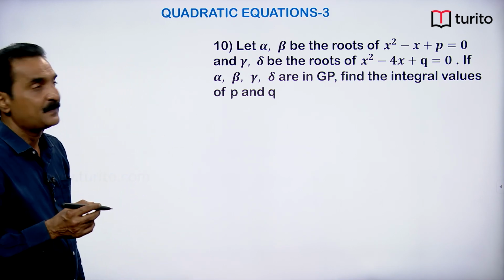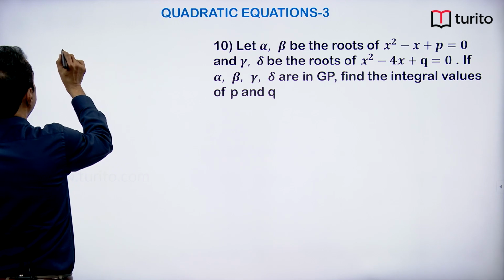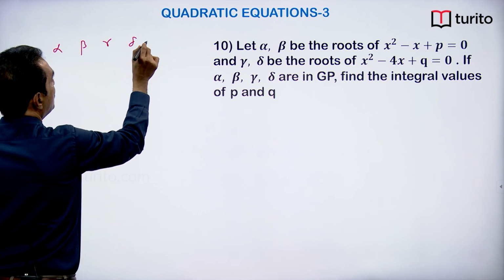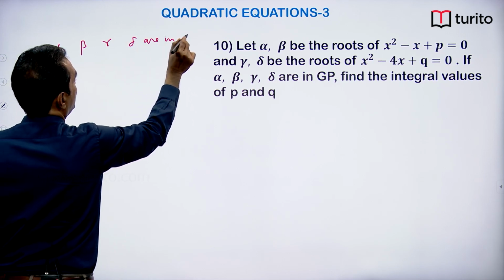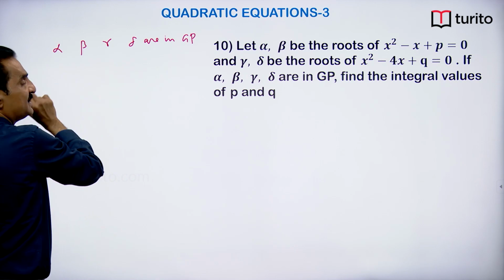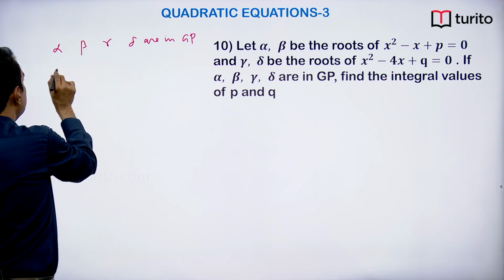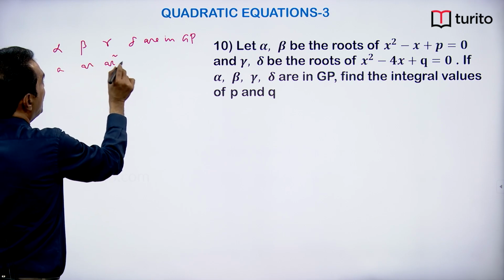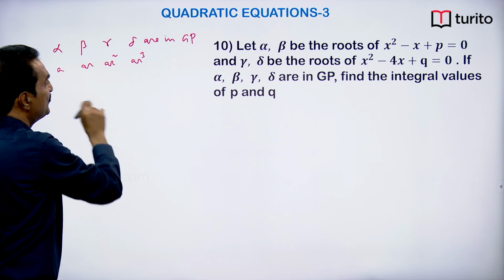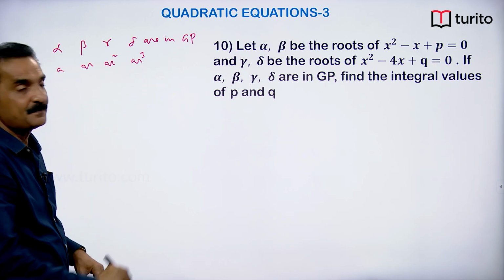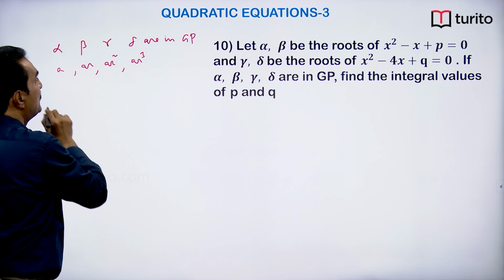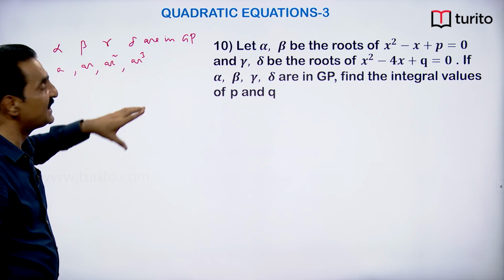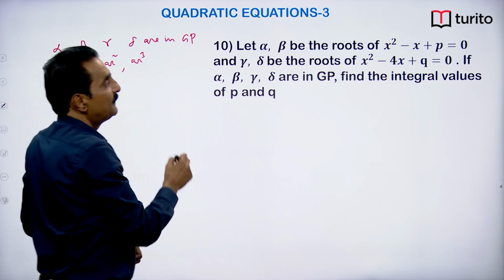As usual, let us take the numbers alpha, beta, gamma, delta in GP. We can take the terms of a GP as A, AR, AR square, AR cube. This is the general geometric progression now. If you take alpha as A, beta as AR, gamma as AR square, delta as AR cube, what is the first condition?